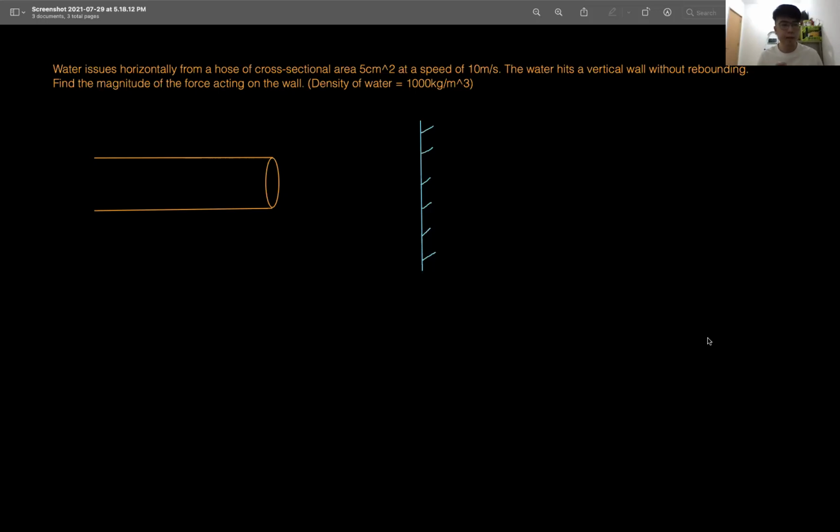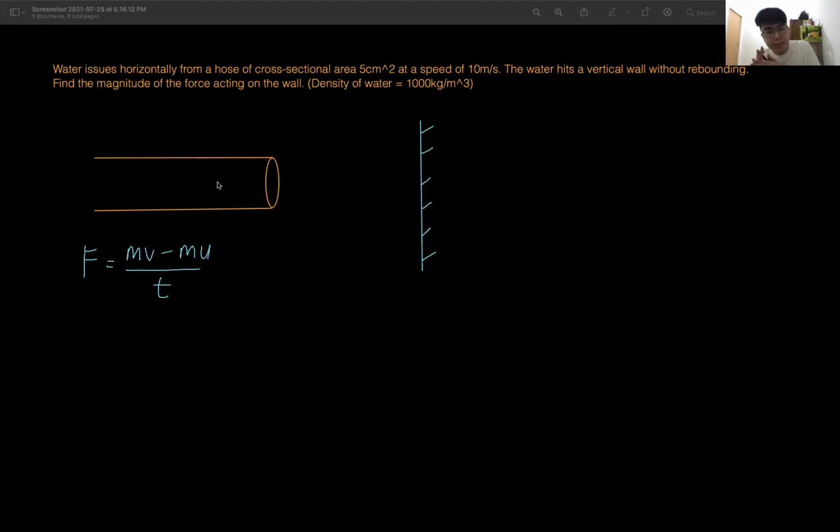This one you need to use density, yes. Okay, the density equation you need. Because you see, you want to find the impulsive force, F equals mv minus mu over t. But the mass is not given. You don't know the mass of the water, and the water flows continuously. So you don't know what the mass is.